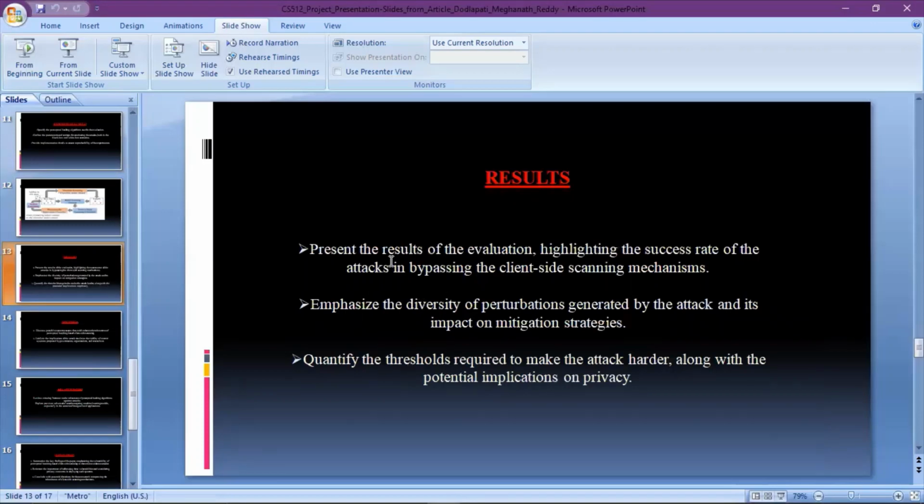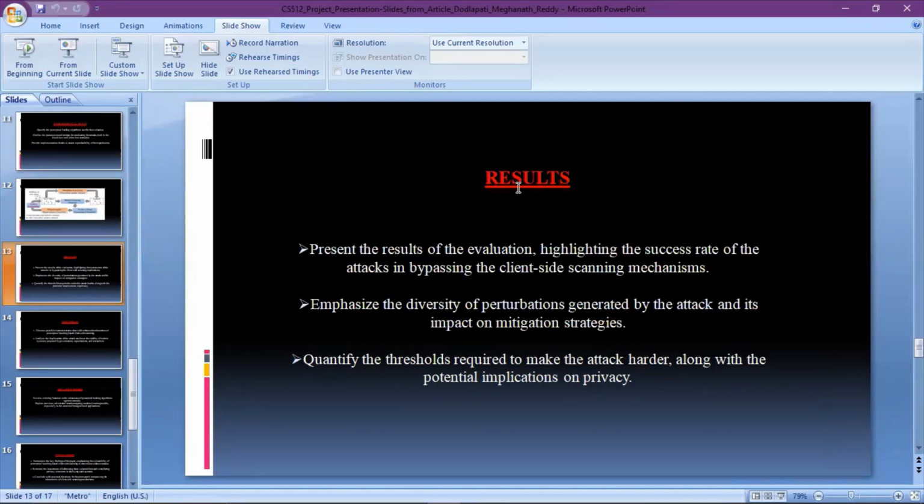The final results of this paper: the paper shares how well the attacks managed to trick the scanning systems in the test, showing how often they were successful. It also highlights how the attacks used many different tricks and how this might affect plans to stop them. The paper explains how much we need to toughen up the attacks to test the systems better and discusses what this would mean for people's privacy. It suggests ways that could make the scanning system stronger against these attacks.